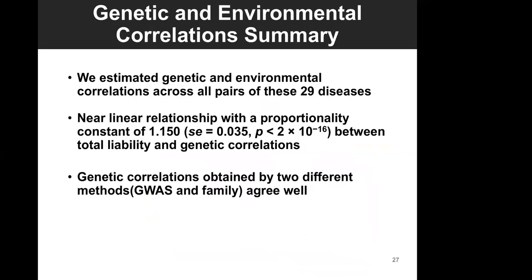So to recap, we estimated genetic correlations across all pairs of the 29 diseases. We have a linear relationship with a proportionality of 1.15 between the total liability and genetic correlation. This was reported before, that in some ways people can infer genetic correlation from the total liability correlations, and we confirmed that with the literature. And the genetic correlation obtained by two different methods, GWAS and our family analysis, agree well.